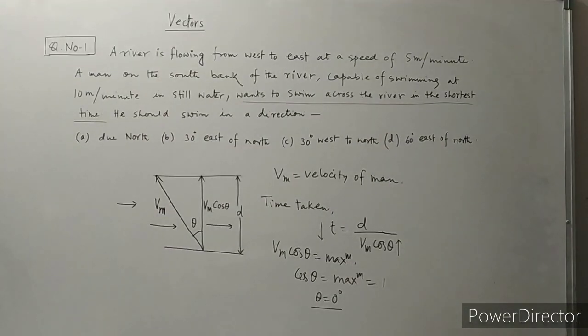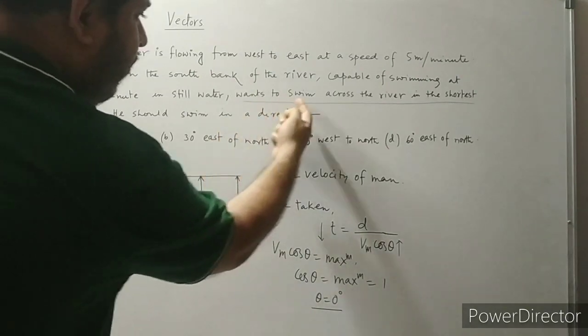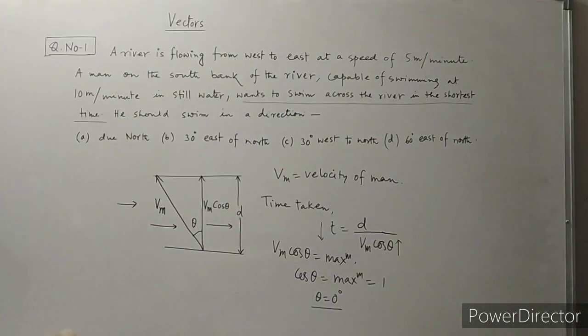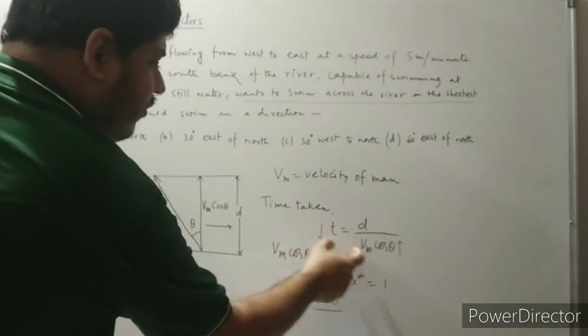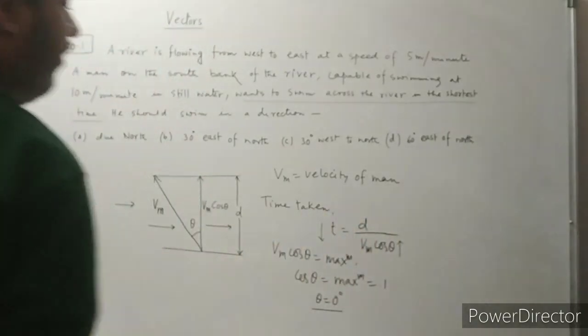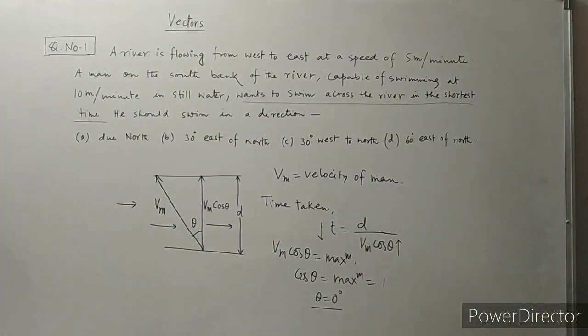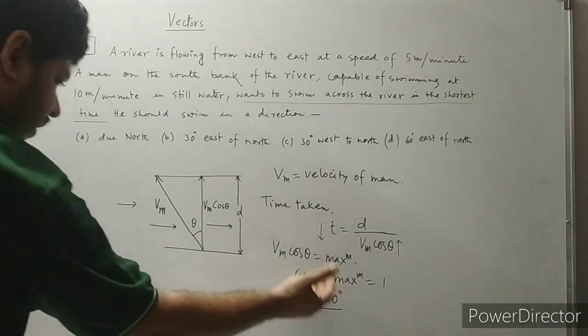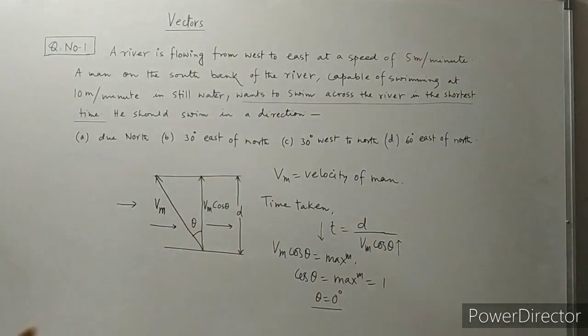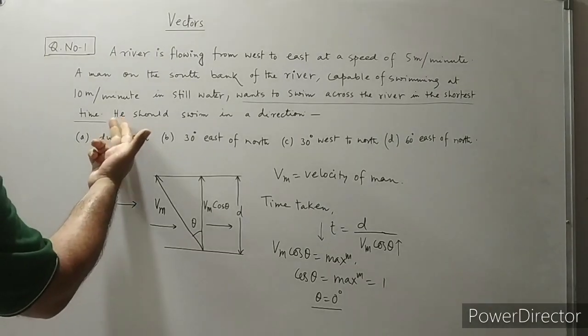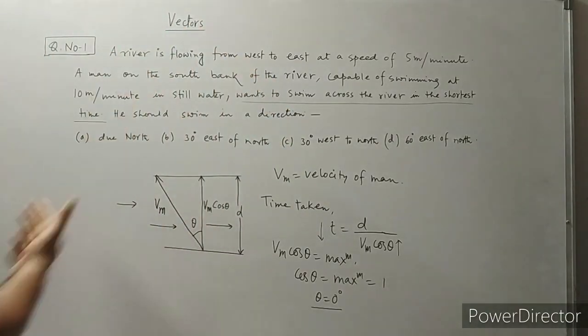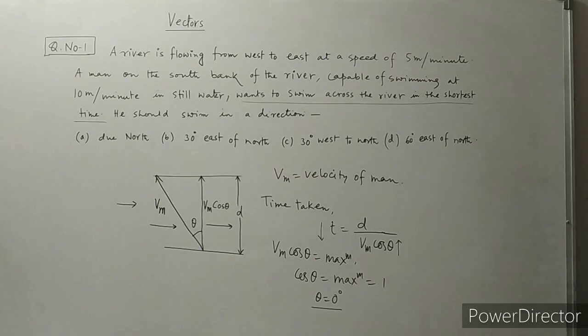Fine. So in the question it was given that the man wants to swim across the river in the shortest time, meaning we have to calculate the minimum time. So we have to take the maximum velocity. Maximum velocity means cos theta should be maximum, that is, it should be 1. Fine. So if cos theta is 1, theta is equal to 0 degree. So the question was what? He should swim in the direction.